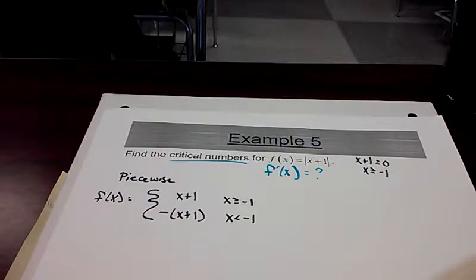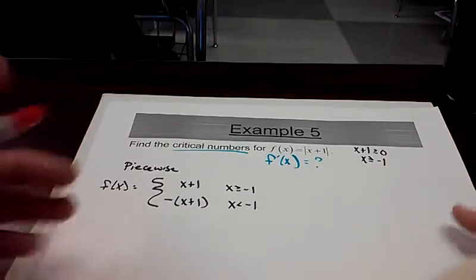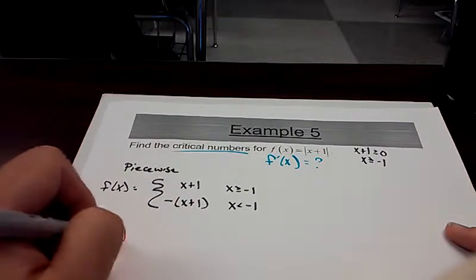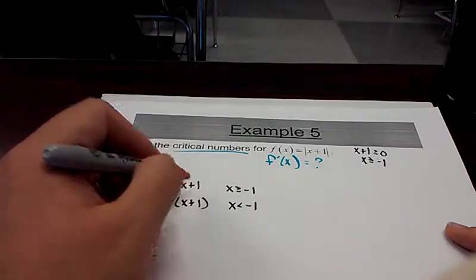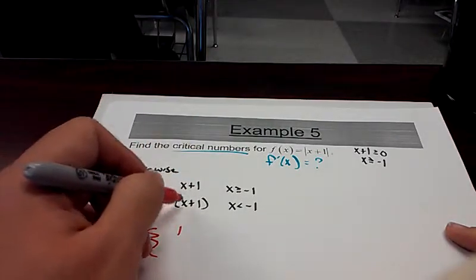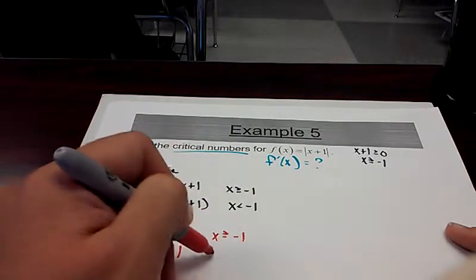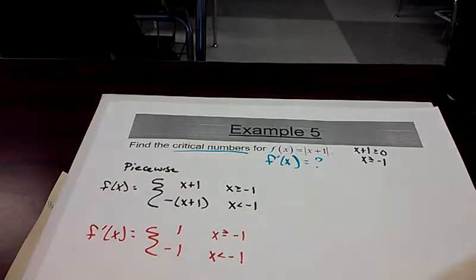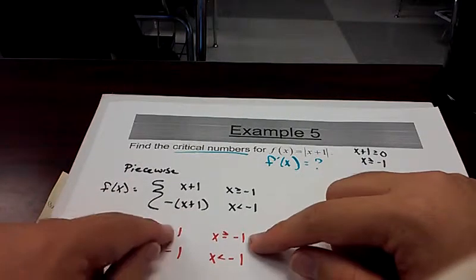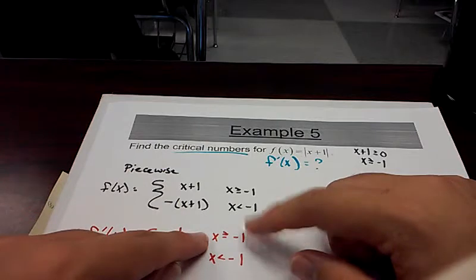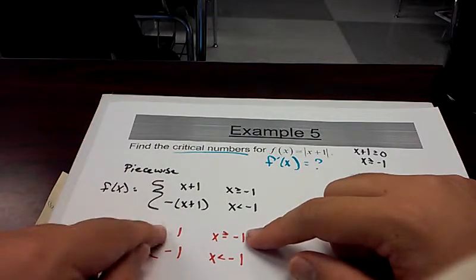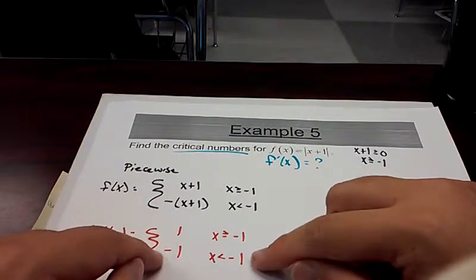Now that you've got the piecewise function down, we can take the derivative of the piecewise function. The derivative of x plus 1 would just be positive 1. The derivative of negative x plus 1 would be negative 1. And then my restrictions are still there. But notice, this is what's crucial, guys. The derivative on the right-hand side, because x is greater than negative 1, is a positive 1, and the derivative on the left-hand side is a negative 1.